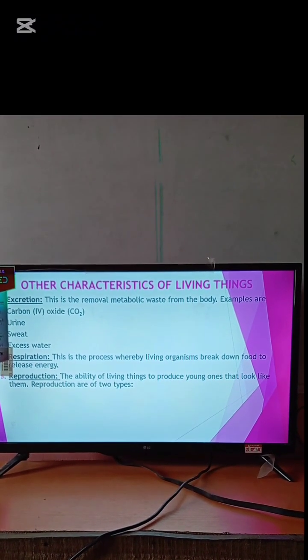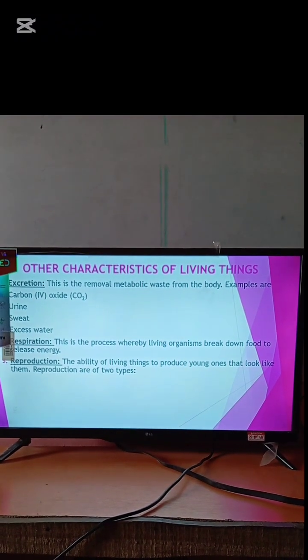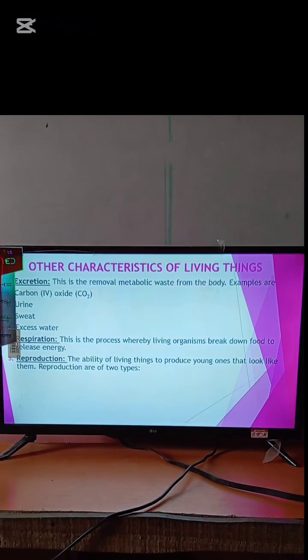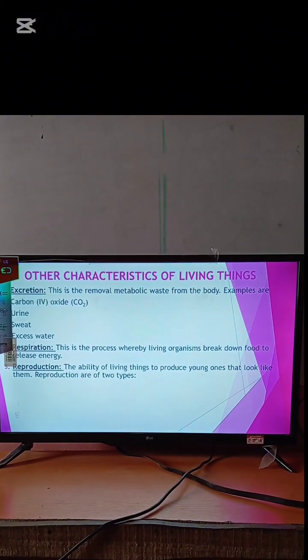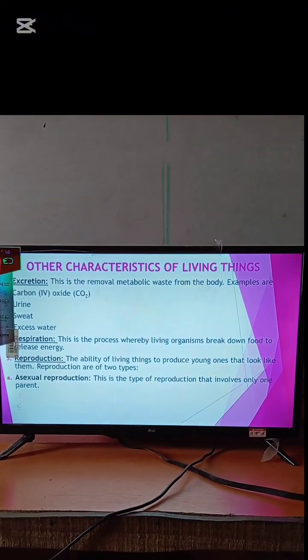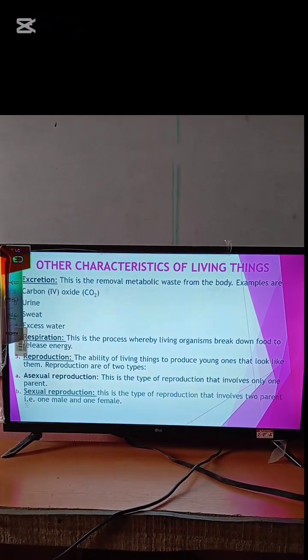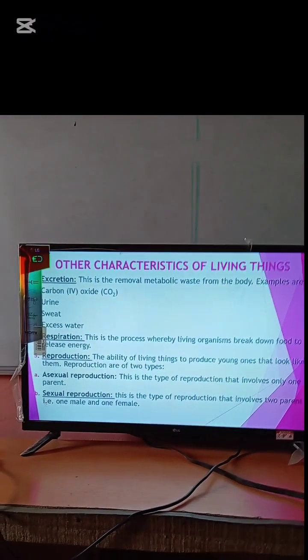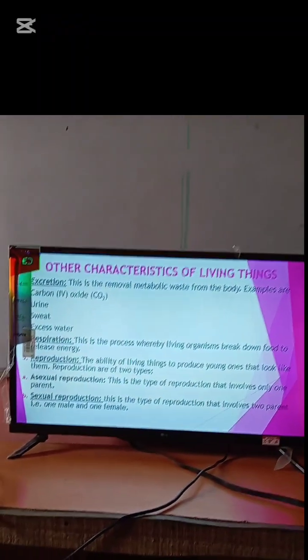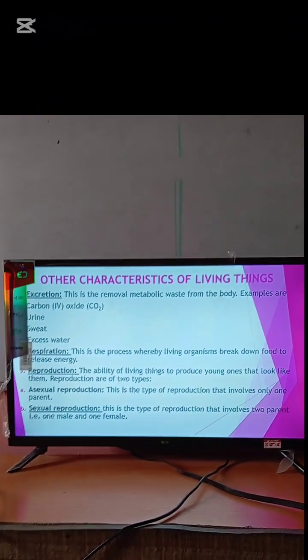Now, reproduction is the ability of living organisms to produce young ones that look like them. Reproduction is of two types. We have asexual reproduction, involving only one parent, and sexual reproduction, involving two parents, that is, one male parent and one female parent.